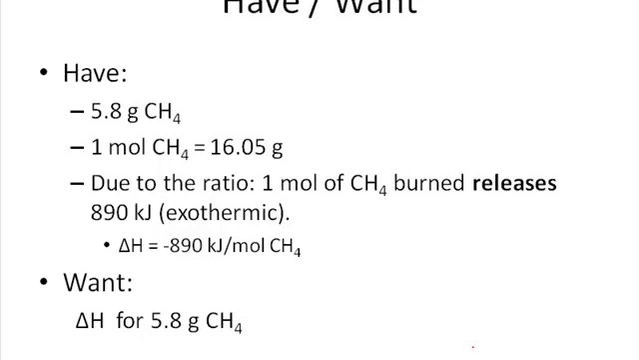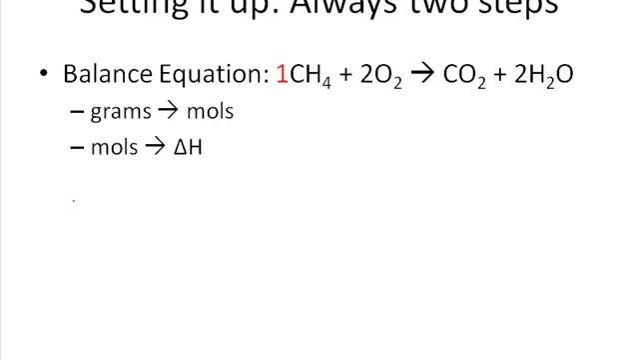Well, since we only have 5.8 grams, we don't have a whole mole of this. If we had a whole mole, it would be an easy conversion, where we'd get 890 kilojoules. But since we have less than a mole, we want to know how many kilojoules of energy are going to be released. So we set it up always in 2 steps. First, we figure out the grams to moles of whatever substances we're dealing with, and then we figure out moles to delta H. Okay?